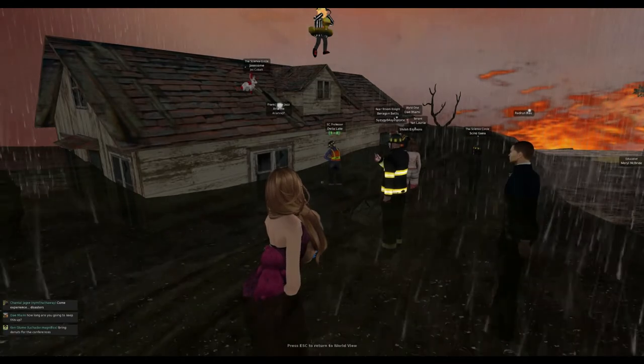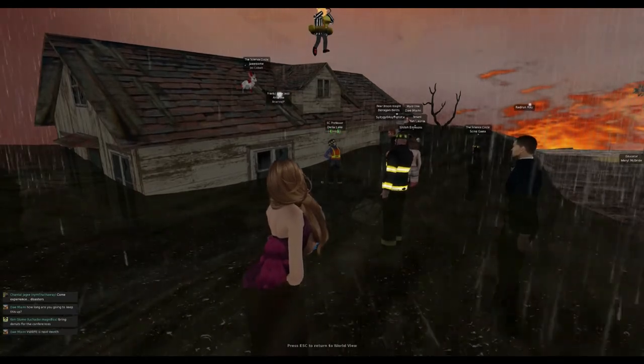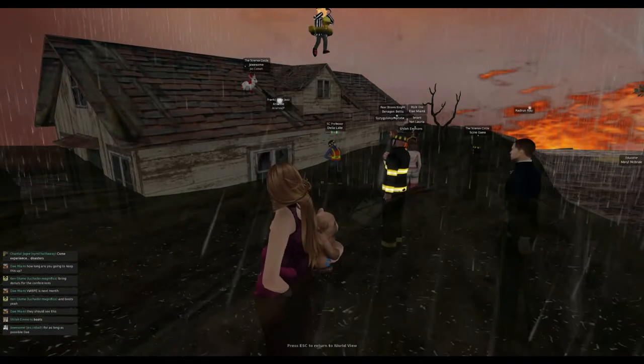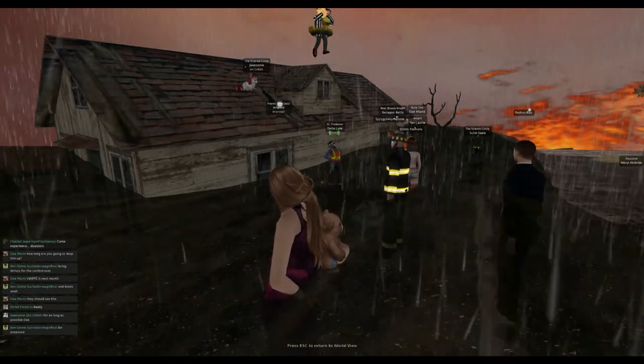Umbrellas, boots, umbrellas. Yes, it will be here for BWBPE. Yes.